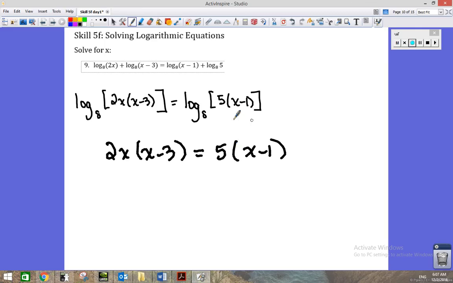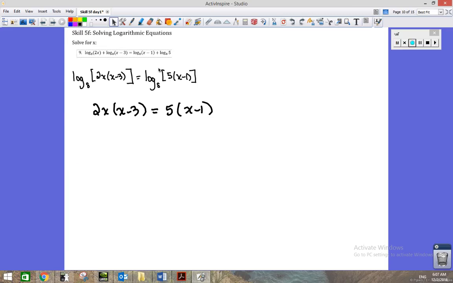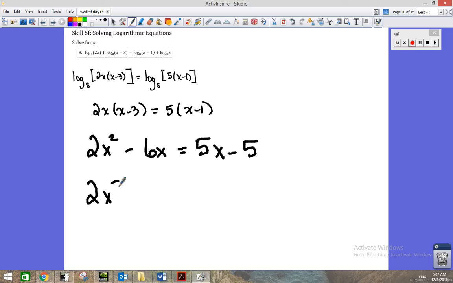This is a quadratic equation. We need to rewrite it in standard form to attempt to factor it. If we can't factor it, complete the square or use the quadratic formula. We've got 2x squared minus 6x is equal to 5x minus 5. To get it in standard form, let's subtract 5x from each side. We've got 2x squared minus 11x. Let's add 5 to each side. And now we've got 0.